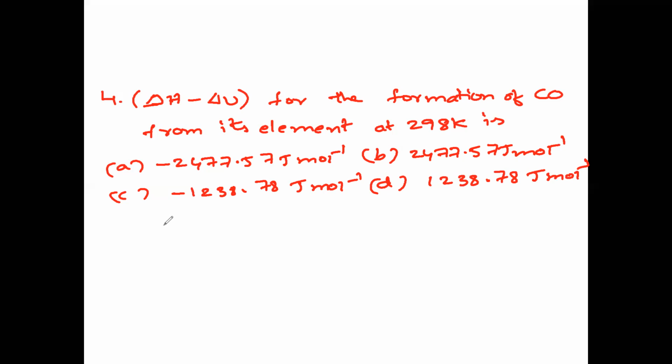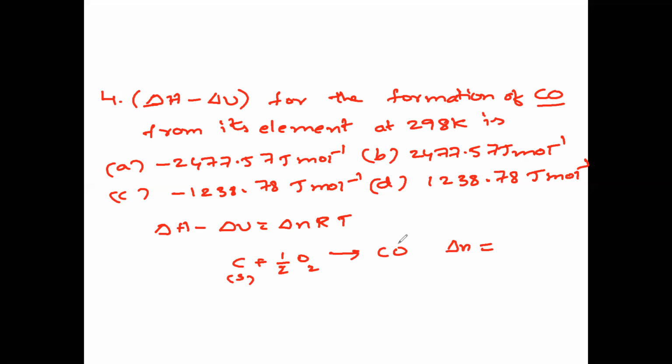So for this, what is the formula? As I already told you, delta H minus delta U is equal to delta nRT. And here one more important thing, they have not given the equation for the formation of CO. So straight away you can take carbon solid plus half O2 oxygen gas gives rise to CO. So delta N is equal to how much now? 1 minus 0.5, because 1 by 2 can be taken as 0.5, and carbon monoxide is a gas. So delta N value is 0.5.